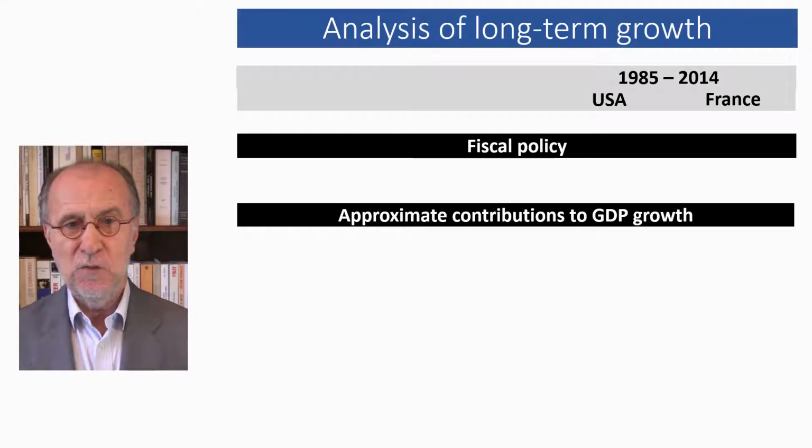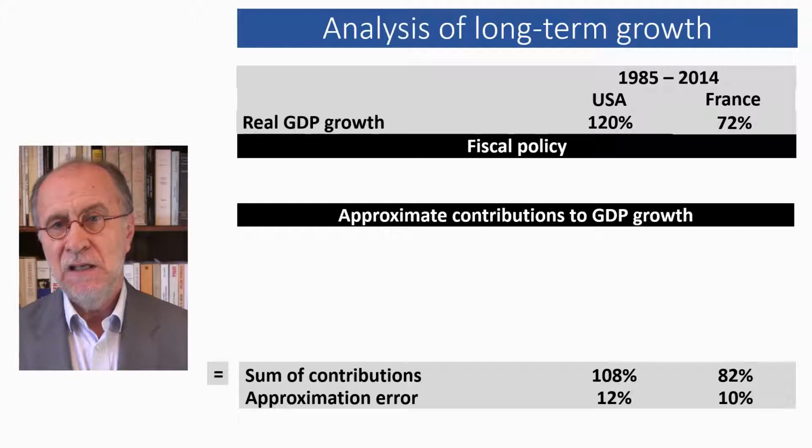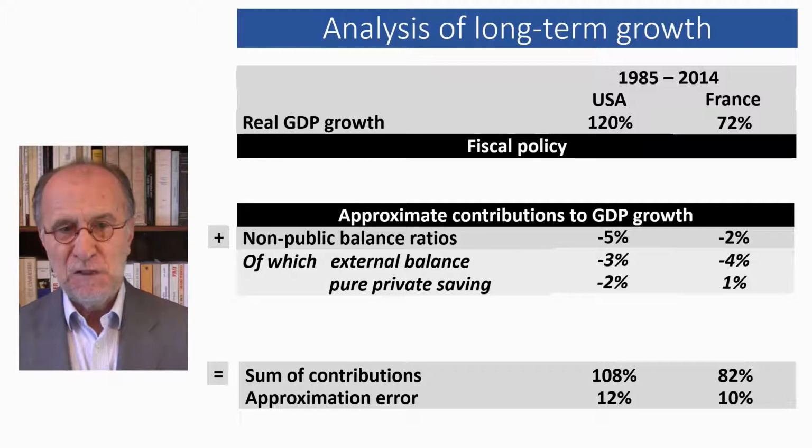US GDP grew by 120% and French GDP by 72% during that period. Yet, the pure private savings ratios and external balance ratios of both countries were more or less the same at the start and end, so the variations made a negligible contribution to growth. Fiscal policy, therefore, drove most of the growth during those 30 years.